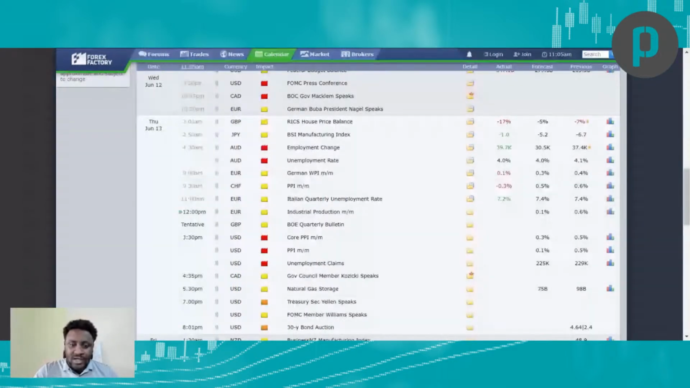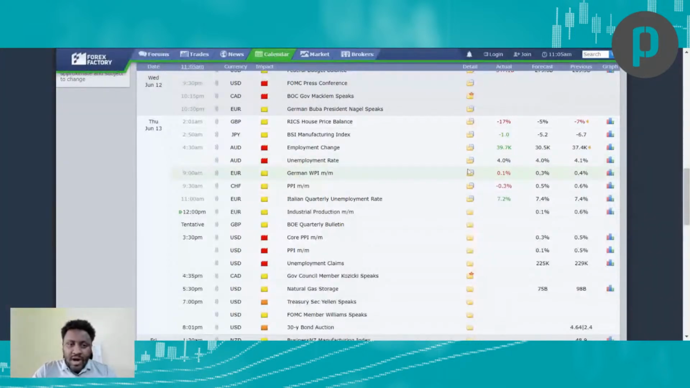So today, this morning, we've had data from Australia. That is the employment change and unemployment rate. Of course, you can see that the number of new jobs created was 39.7K, which was higher than the previous reading and higher than the expectation, showing that the job market is strong in Australia. And the unemployment rate dropped from 4.1% down to 4.0%, showing the strength in the Australian economy. Of course, this is expected to be quite positive for the Australian dollar.